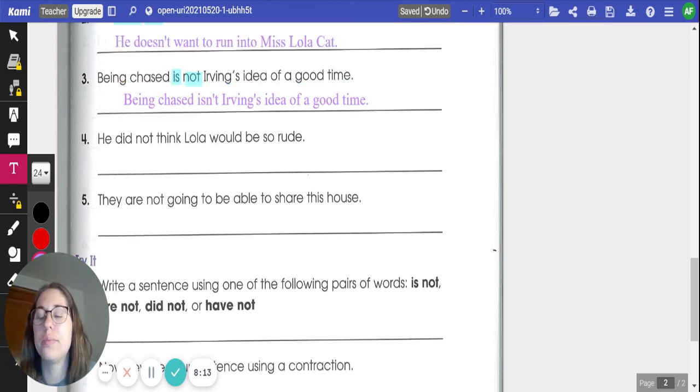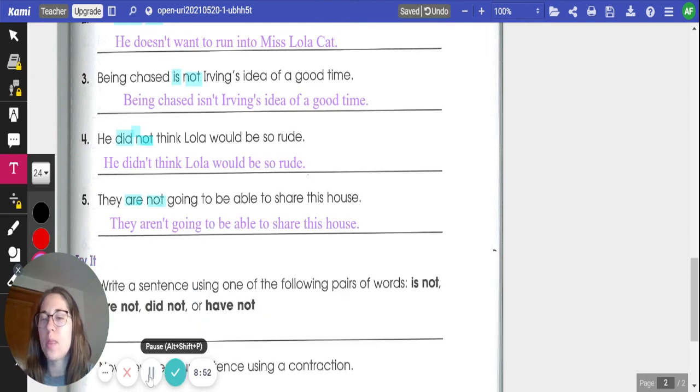He did not think Lola would be so rude. Find which 2 words should be our contraction. Go ahead and do number 4 and 5 on your own. He did not think Lola would be so rude for number 4. Find the 2 words that are needed to be your contraction and rewrite your sentence with the contraction. And number 5, they are not going to be able to share this house. Same thing there. You are finding the 2 words for your contractions and you are rewriting that sentence. Go ahead, do number 4 and 5 and check when you are done.